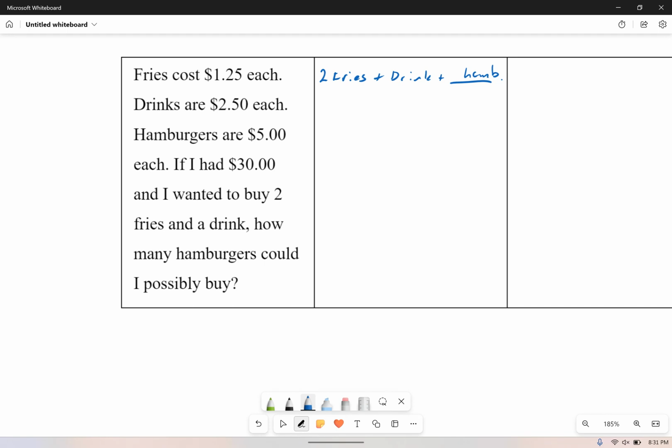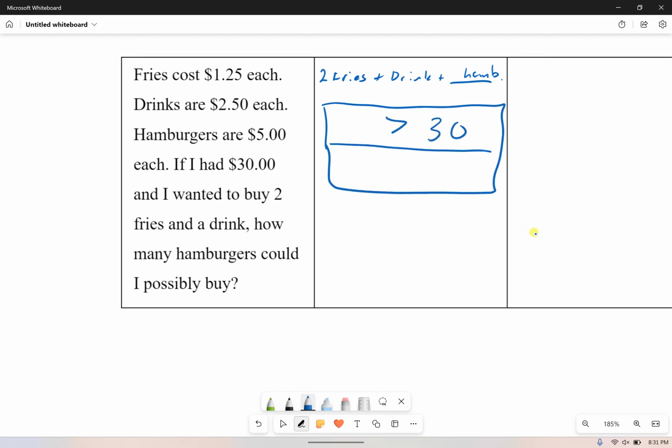So let's see. What do I know? I know that I have $30. So that's the most I can spend. Must be getting late out. The amount of money I have that I can spend has to be less than or equal to 30. Now, the French fries are $1.25 each, but I'm buying two of them. So $1.25 times 2 is $2.50. The drinks are $2.50 each. I only got one drink.